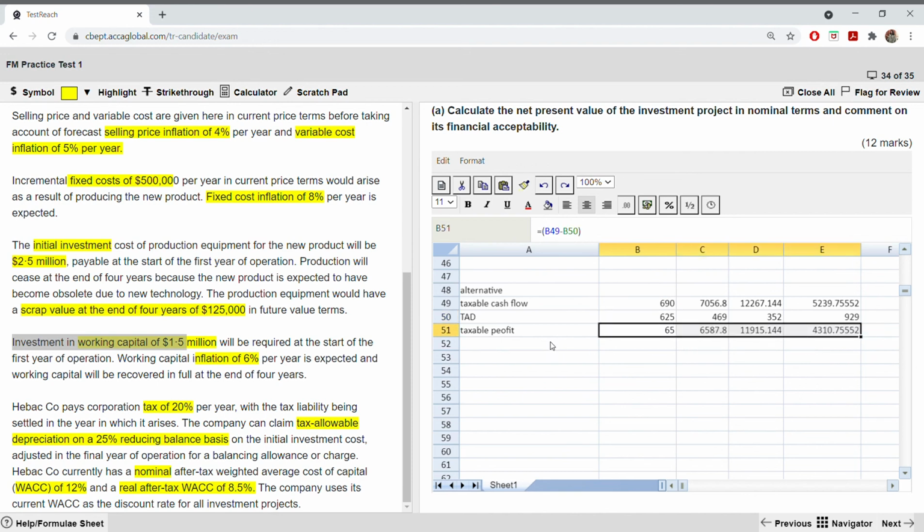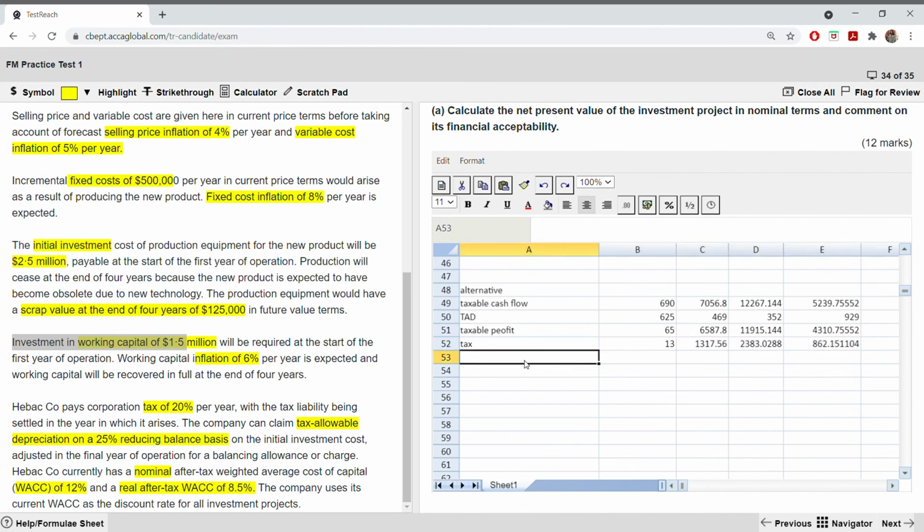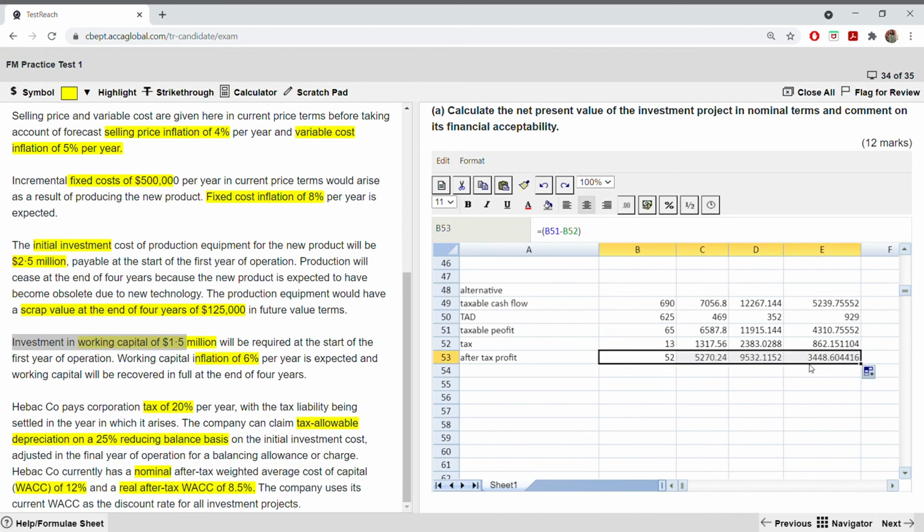Next we have tax. Now you take tax on taxable profit, which is 20%. Okay, drag it. After you take tax, what do you do? You deduct your tax from the taxable profit and get after tax profit. So this minus this, and you drag this. Add back.